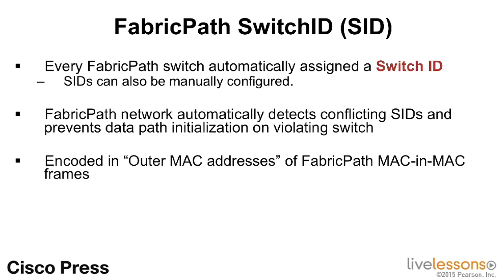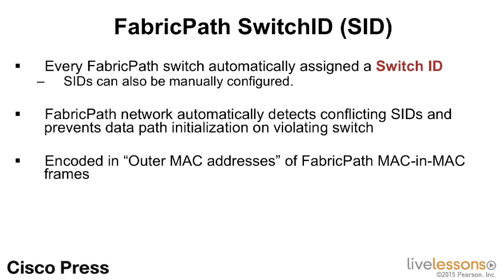When we're troubleshooting FabricPath, if we've manually defined and we know our switch IDs, it will make the troubleshooting of FabricPath much simpler. The FabricPath network automatically detects conflicting SIDs and prevents data path initialization on the violating switch. So if you have an overlap, the violating switch won't be able to initialize and forward frames. All of this is encoded in the outer MAC address portion of the FabricPath MAC-in-MAC header.